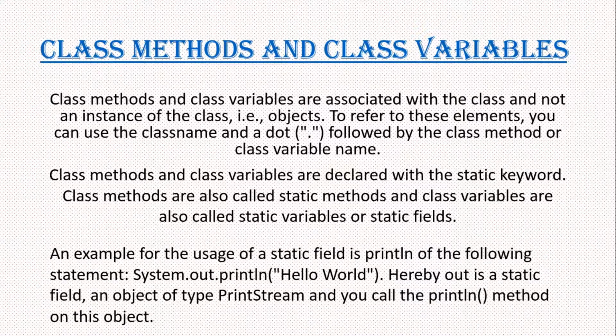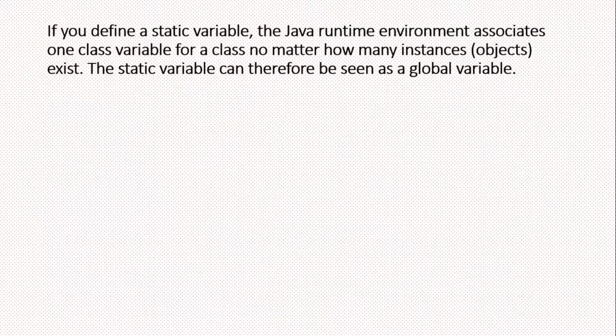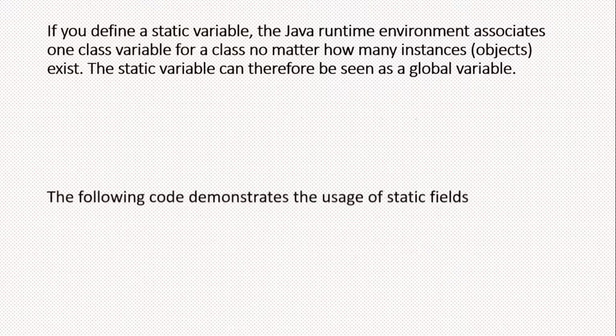An example for the usage of a static field is the following statement: System.out.println("Hello World"). Here out is a static field, an object of type PrintStream, and you call the println method on this object. If you define a static variable, the Java runtime environment associates one class variable for a class no matter how many instances, objects, exist. The static variable can therefore be seen as a global variable.